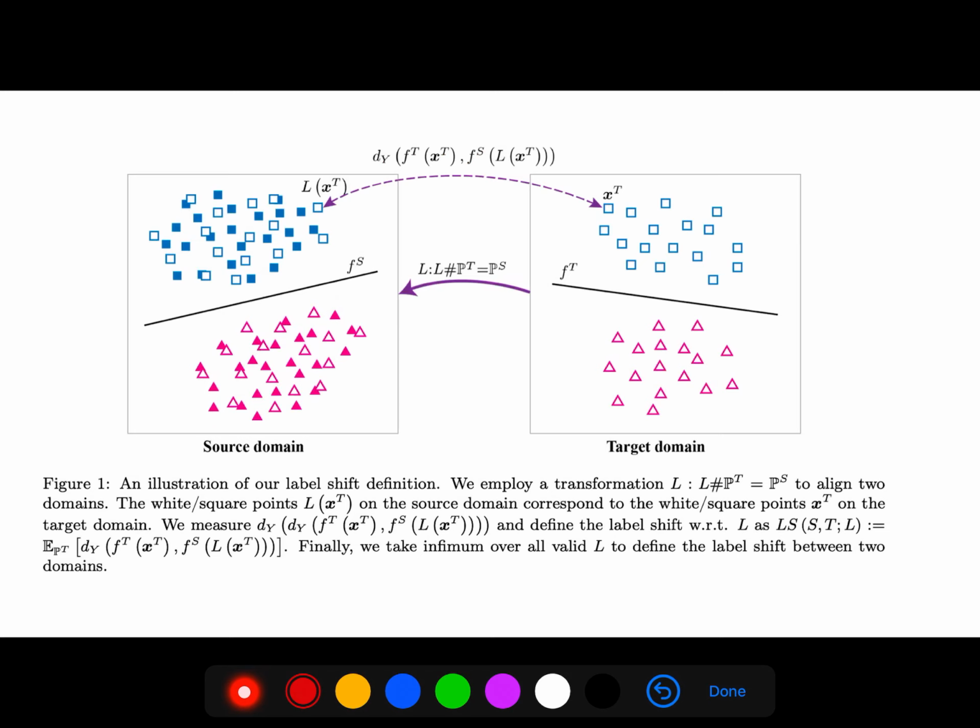So this is an illustration of the label shift definition. The white square points correspond to white square points on the target domain. So from the source domain to target, they define the label shift with respect to L as this expectation. And finally, they take the infimum over all valid L to define the label shift between two domains.